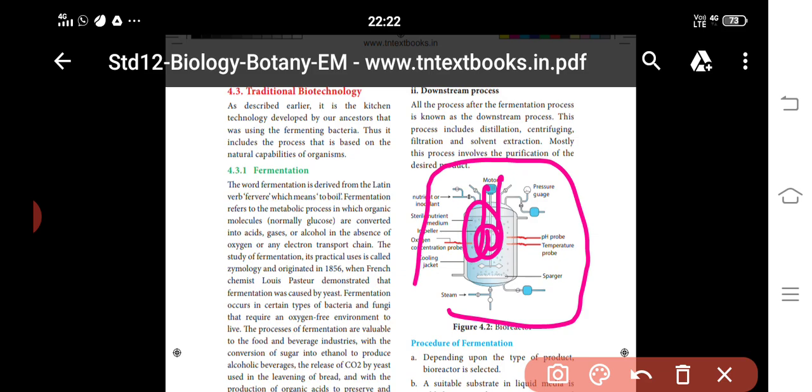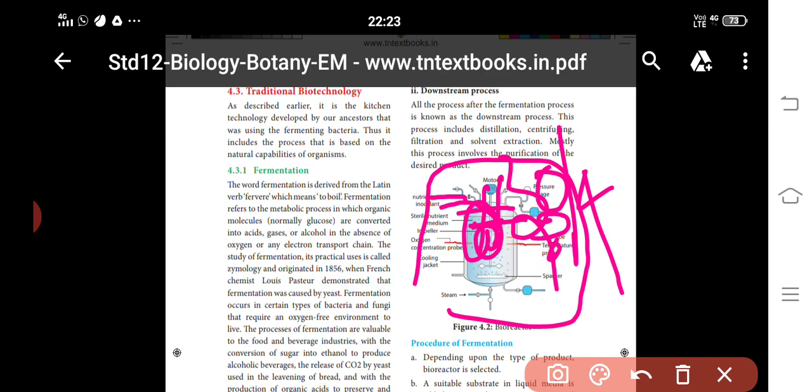So this is the inoculant, that is the nutrient or inoculant. It enters this way. Next is the sterile nutrient medium. The nutrient medium should not be more than three-fourths of the volume. See the picture. At the uppermost is the pressure gauge, then the pH probe, temperature probe, and oxygen concentration probe.